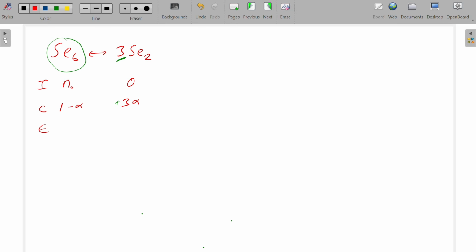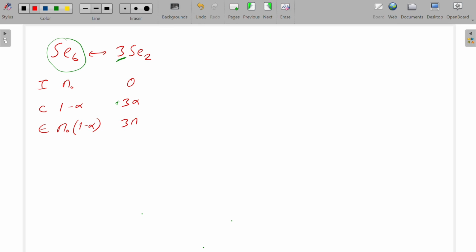So at equilibrium here, we're going to say the initial amount that we had, which is the initial number of moles, multiplied by the change, which is 1 minus the degree of dissociation. Then on the other side also, it's going to multiply by what we have.